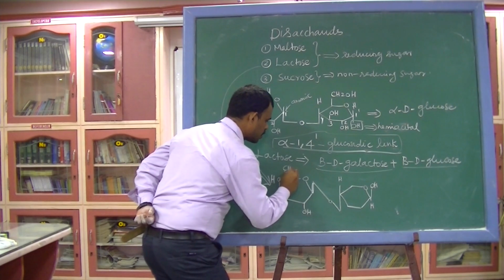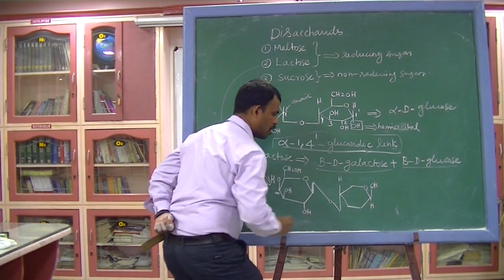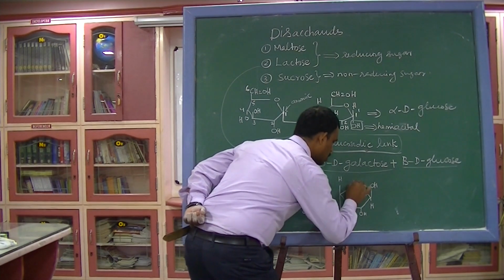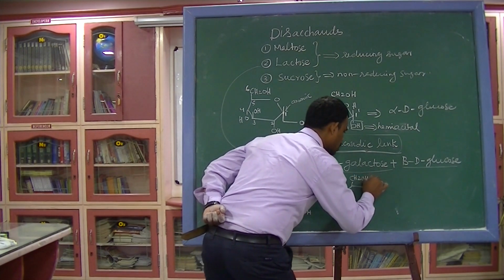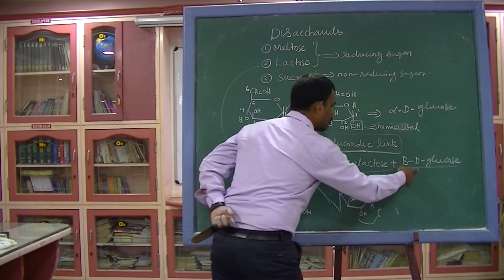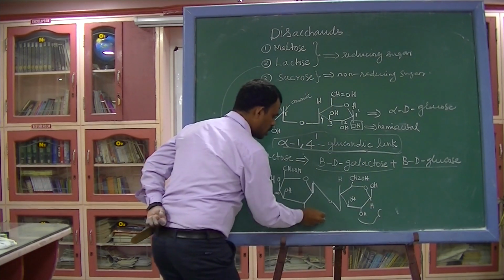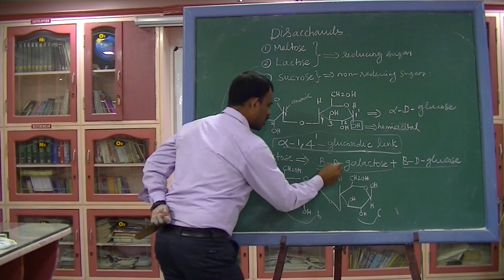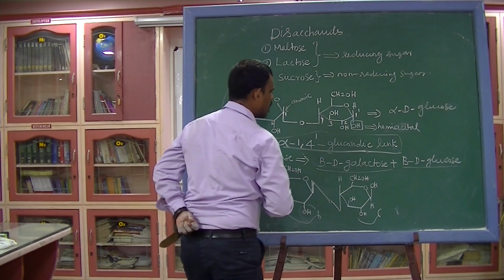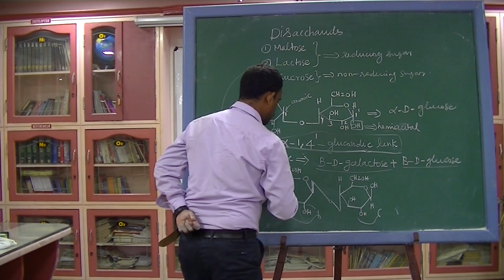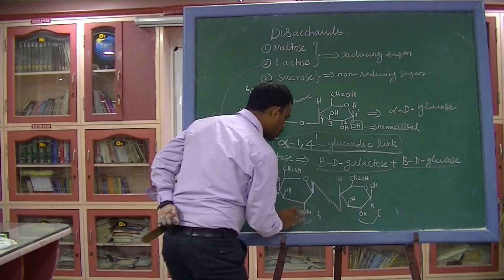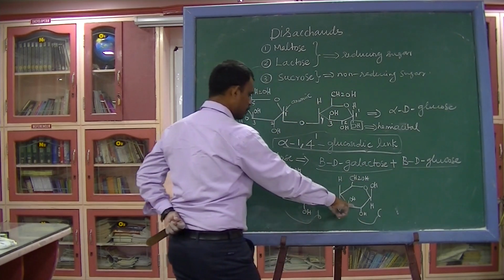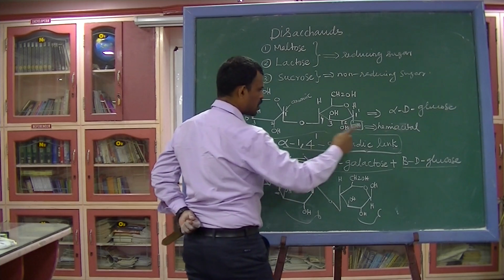So you have this. This is OH, this is OH, this is CH2OH. So this is your beta D glucose subunit. This is your beta D galactose and beta D glucose. It's made up of beta D galactose plus beta D glucose.